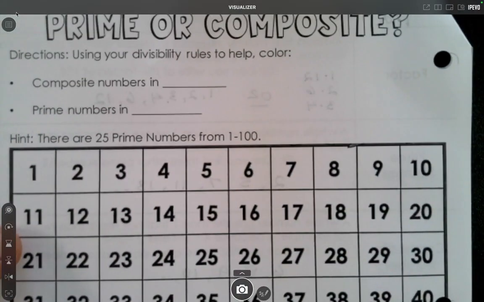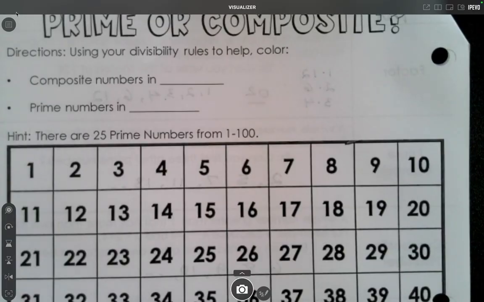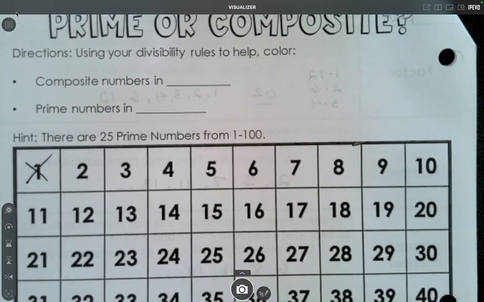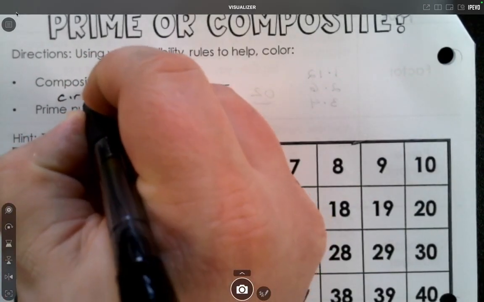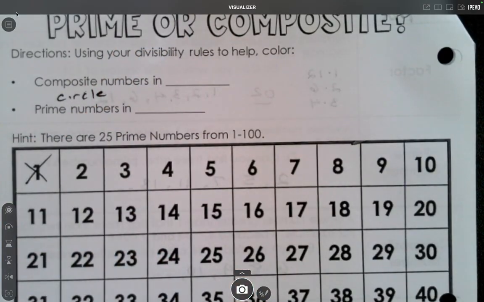Okay, so this is all the numbers 1 through 100. There are 25 prime numbers 1 through 100. So this is very similar to what we did on the first page, but we did it with just 1 through 27. So let's go ahead and cross off number 1 because we know it's neither. And let's just do what we did in the front. We'll just circle prime numbers, and we'll just not do anything to the composite numbers.